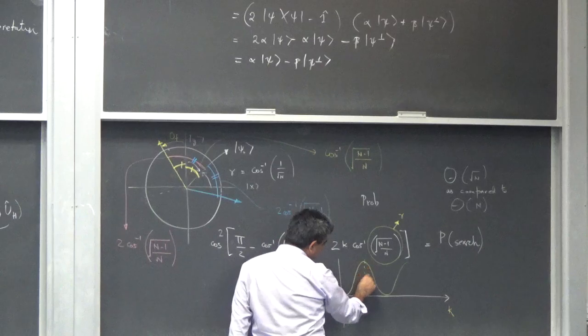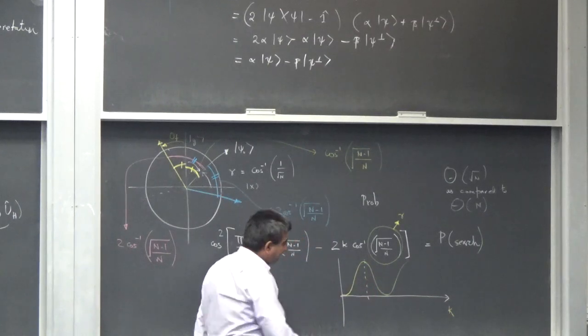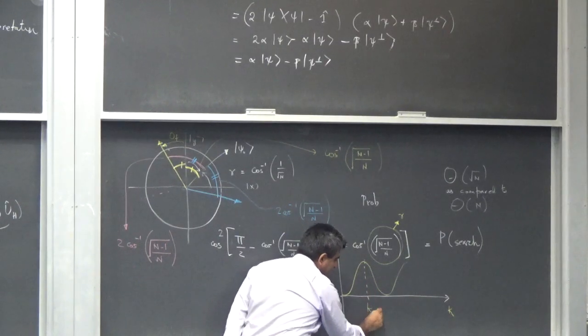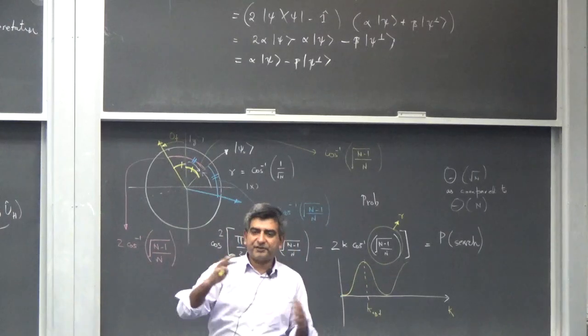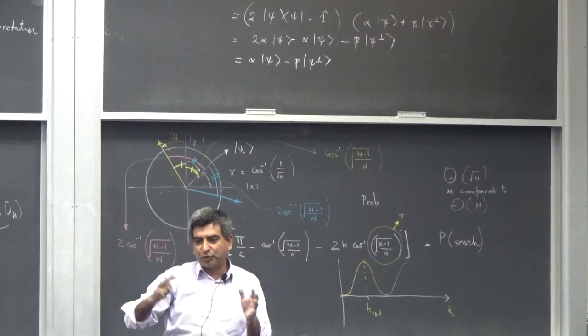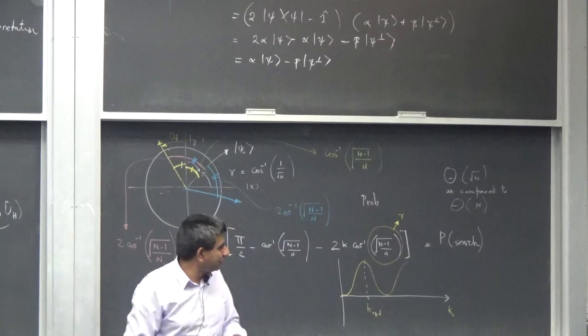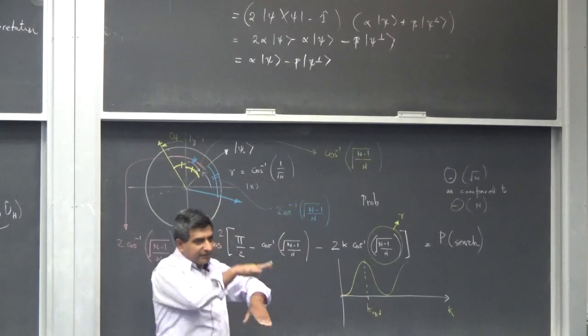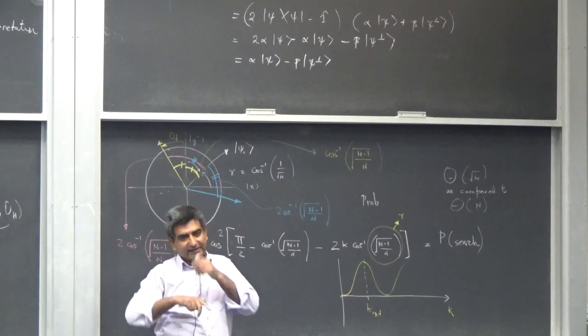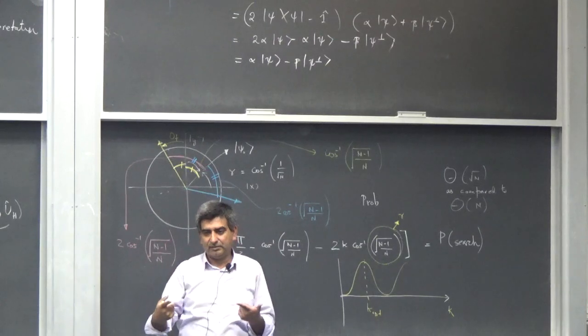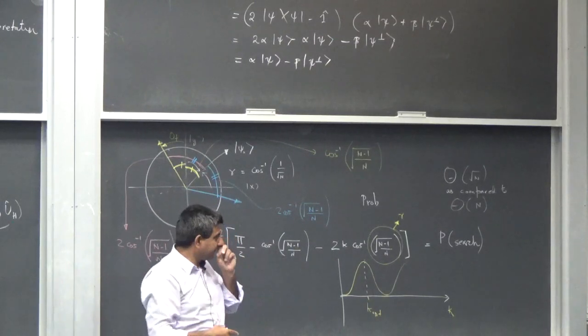And you can find out the optimal k, the optimal number of iterations of the Grover iterator that are required so that your probability of success is maximized. And it turns out to be proportional to square root N. Right? So I think this is a very valid homework.